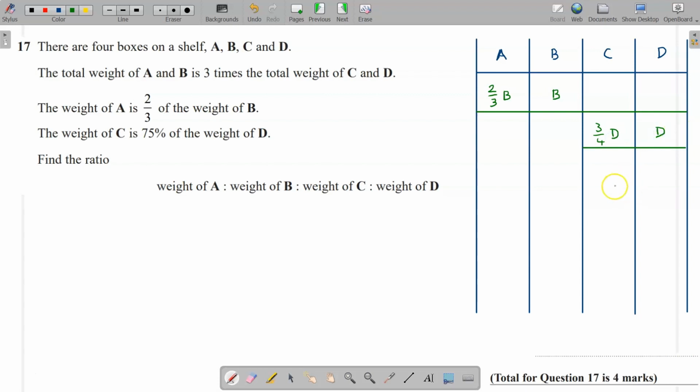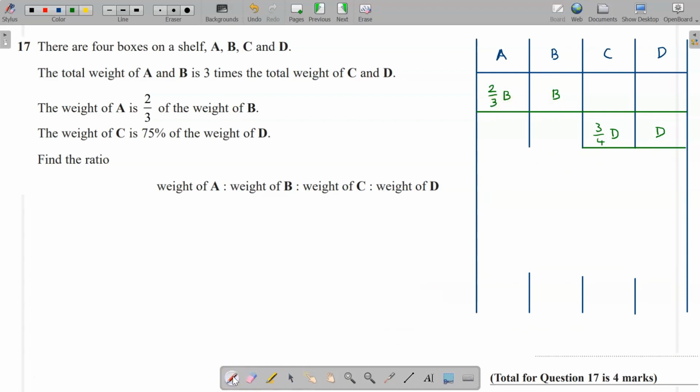Okay, now what I'm going to do is use the fact that the total of A and B is 3 times the total of C and D. Now these are actually equal to each other. So I'm going to take away some of these lines, and hopefully this will make sense in a moment. Let me just take some of that out of the way, and you'll see how this is going to work.